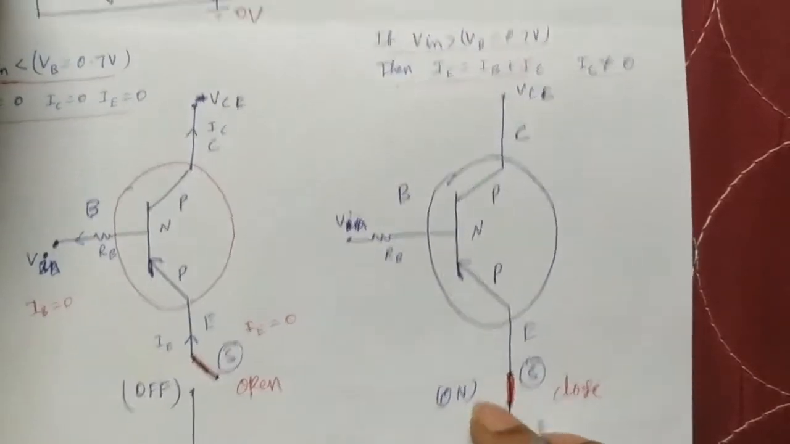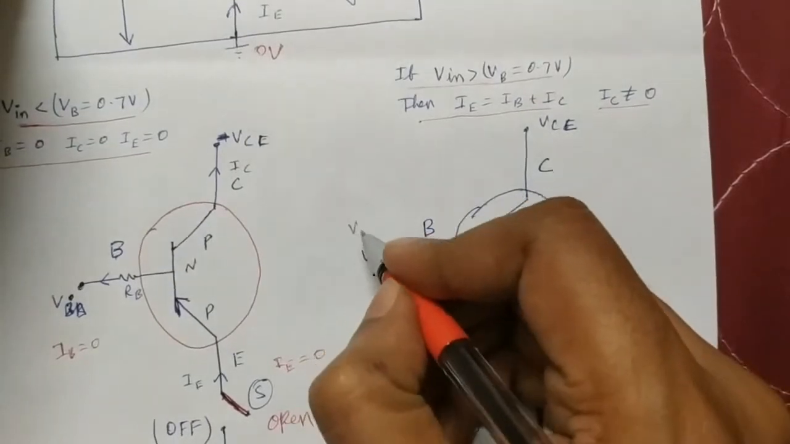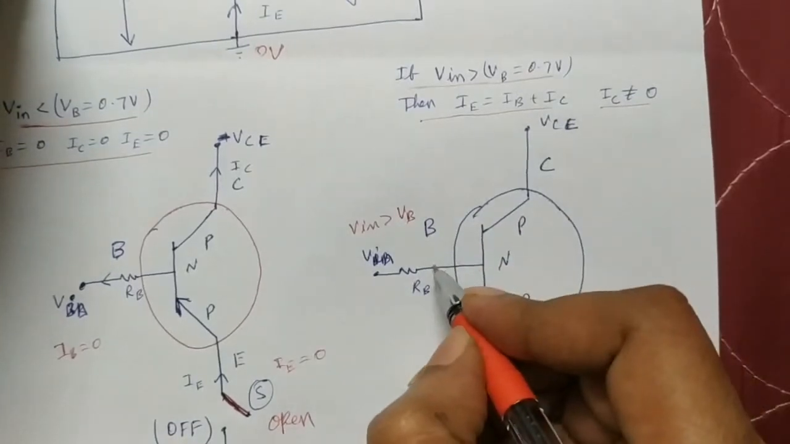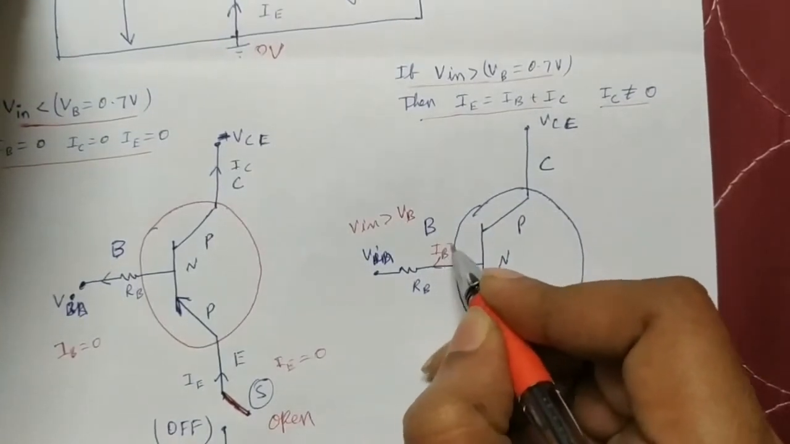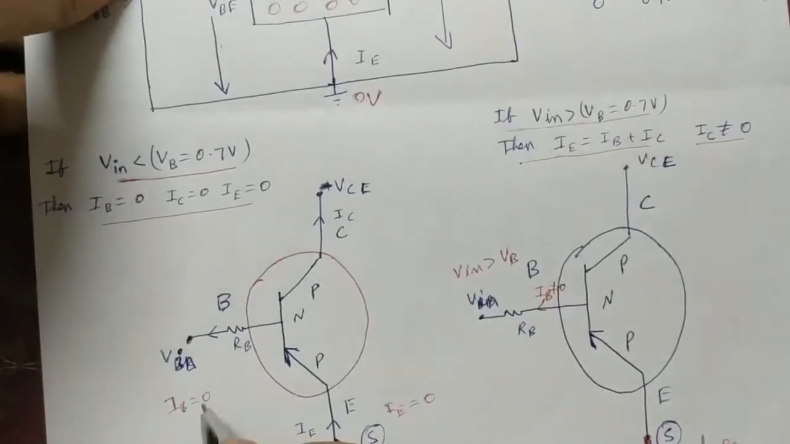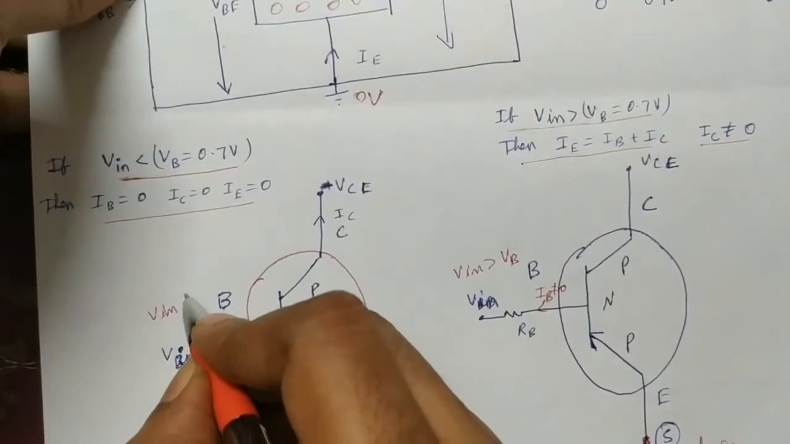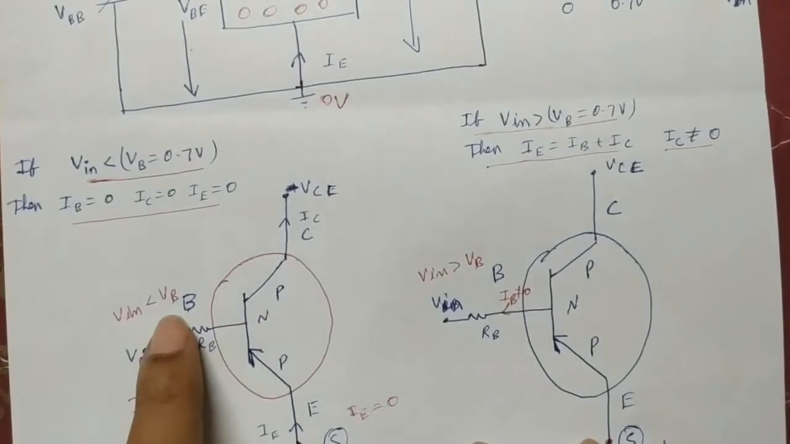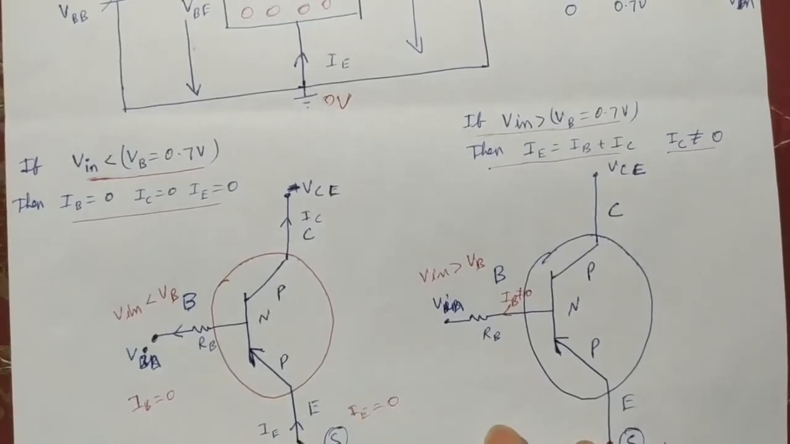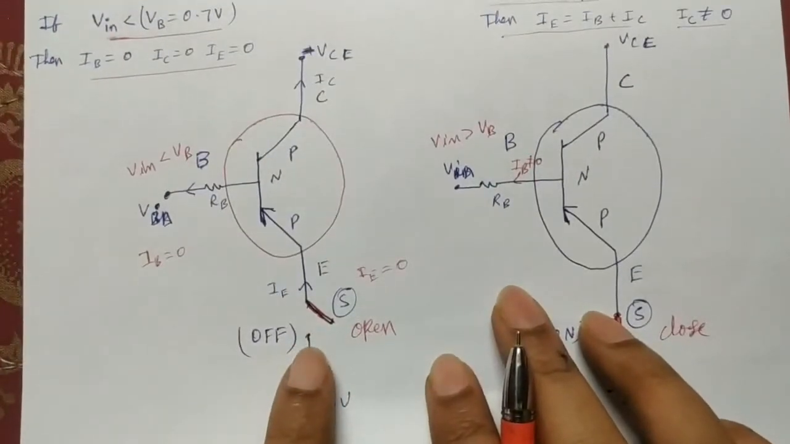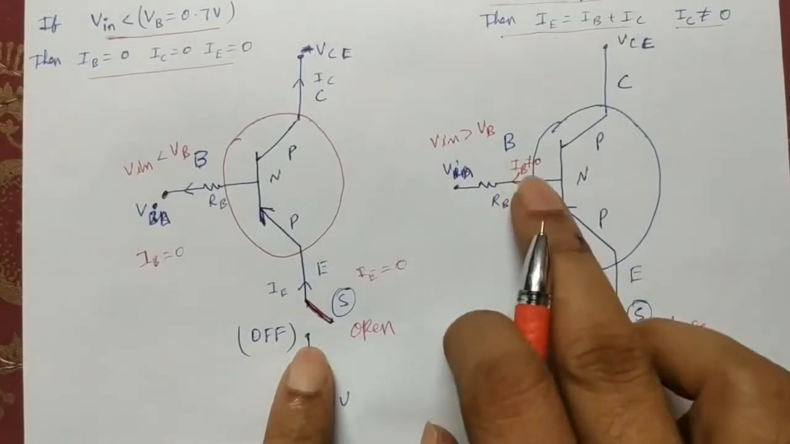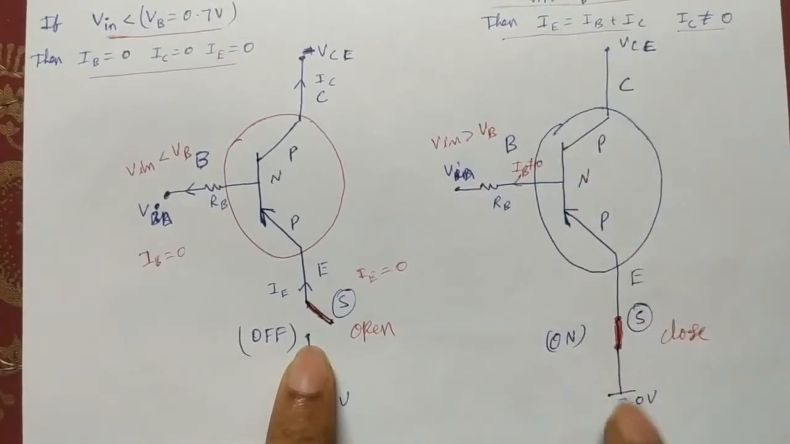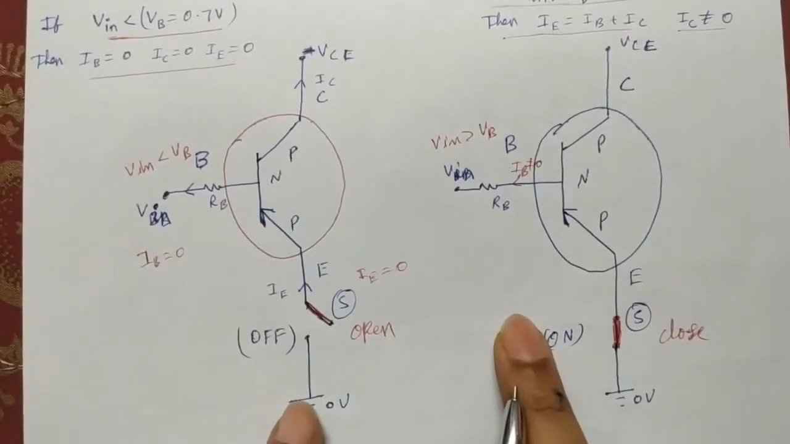So here you see the input V in is greater than the potential barrier. Current is set, IB is there, which is not equal to 0. Here IB is equal to 0, because V in is less than the potential barrier. Condition: if the applied potential is less than the barrier potential, no current is there, so here we are not getting any current. If it is greater than the barrier potential, some current is set in the base, and definitely in the emitter also we get some current. So current flowing means closed circuit and not flowing means open circuit.